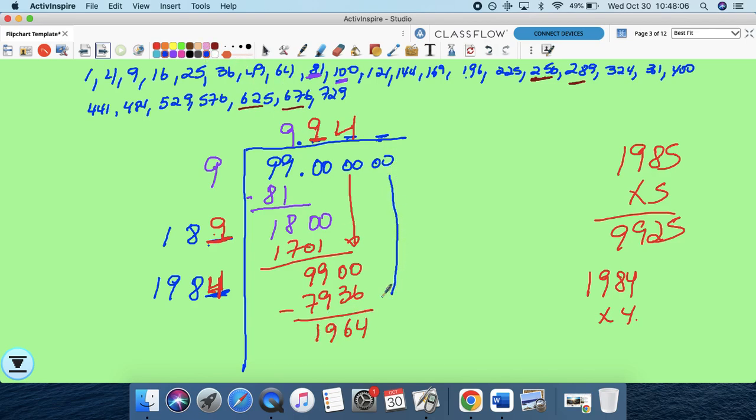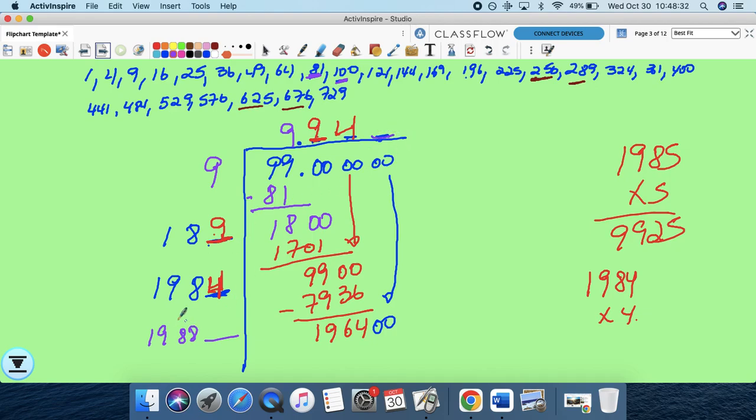What do I do next? I bring these pair of zeros downstairs. So my number at the bottom, you should read it as 196,400. Okay. What do I do with the number on top? We're going to double this number here. So 994 times 2 equals 1,988, so 1,988, with another place value, but leave it empty.